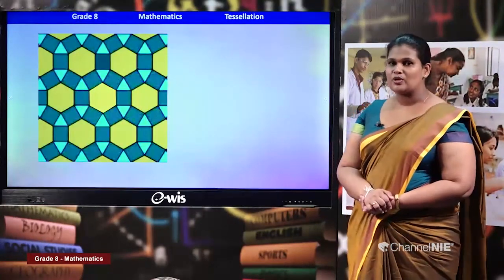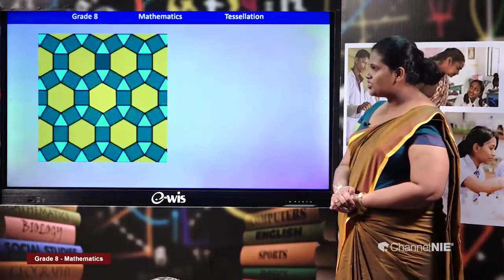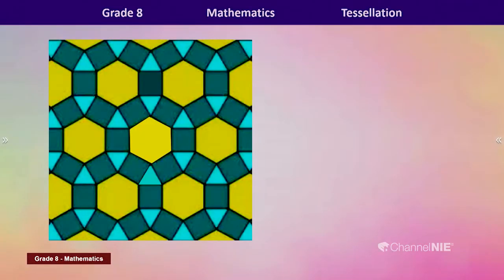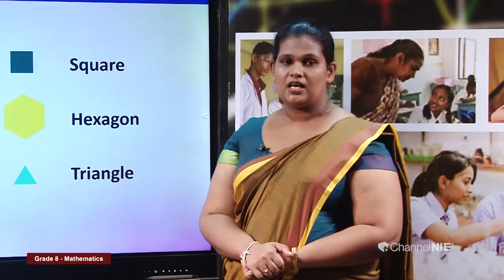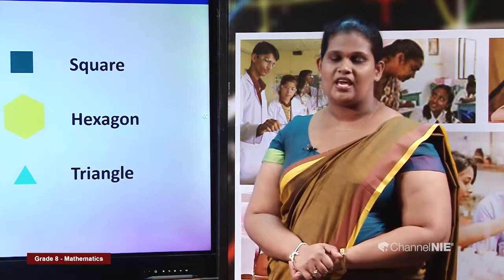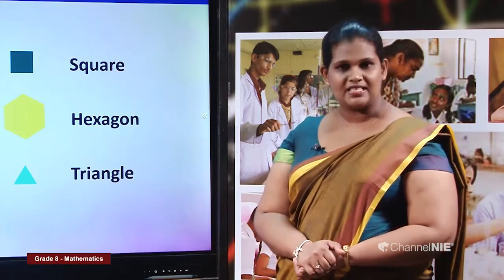Right. Now have a look at this picture. Now what are the shapes you can see there? We'll see. Some shapes are in yellow color, some shapes are in grey color, some shapes are in light blue color. So we'll take one by one. There we can see squares in the pattern or in the tessellation, and then we can say hexagons in this tessellation. Finally, we have triangles in this tessellation. So we have got three types of shapes in the tessellation. Therefore, we can name it as a semi-pure tessellation.